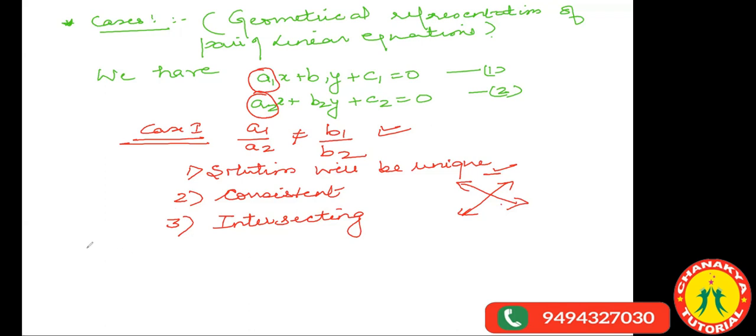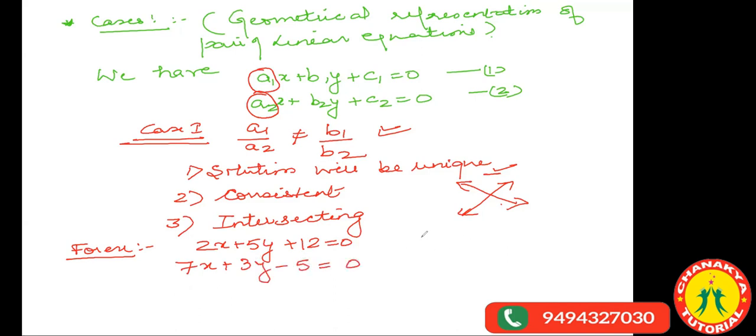By an example, I'm explaining. For example, if I take the lines 2x plus 5y plus 12 is equal to 0, and 7x plus 3y minus 5 is equal to 0, you have to check whether the lines are intersecting, consistent, and whether there is a unique solution, no solution, or infinitely many. First, in these questions, you have to write the values of A1, B1, C1, then A2, B2, C2. Clear?